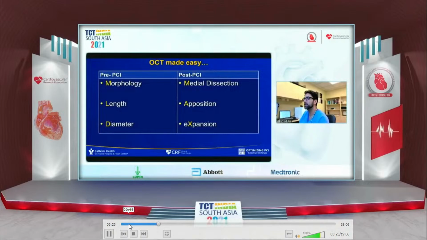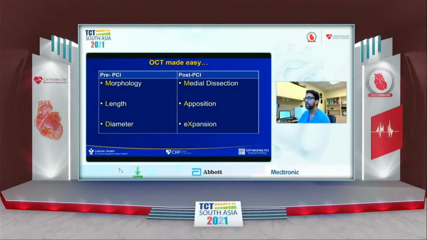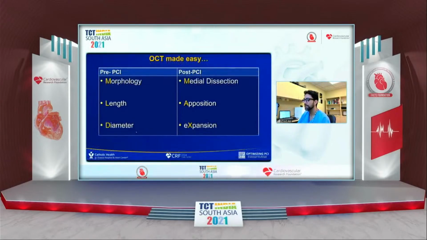To jump ahead, in the pre-PCI, we know we need to look at the morphology, which is largely an assessment of calcification. We need to determine accurately the length to make sure that we cover the lesion and also that we land in the most normal segments distally and proximally. And obviously the diameter of the stent indicates how much lumen area we're going to get and is probably the most important predictor of long-term PCI outcomes.